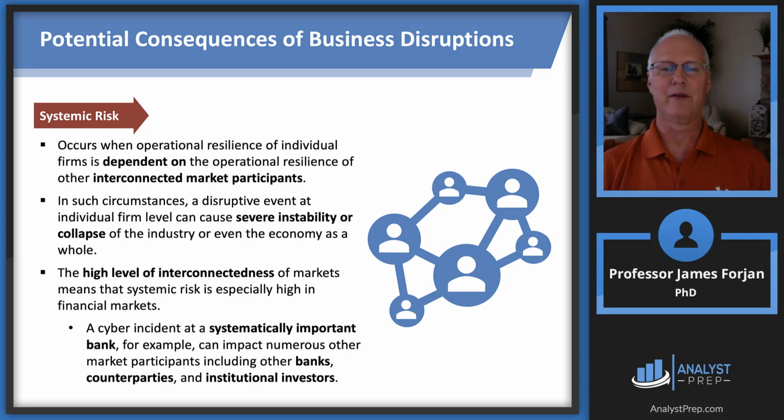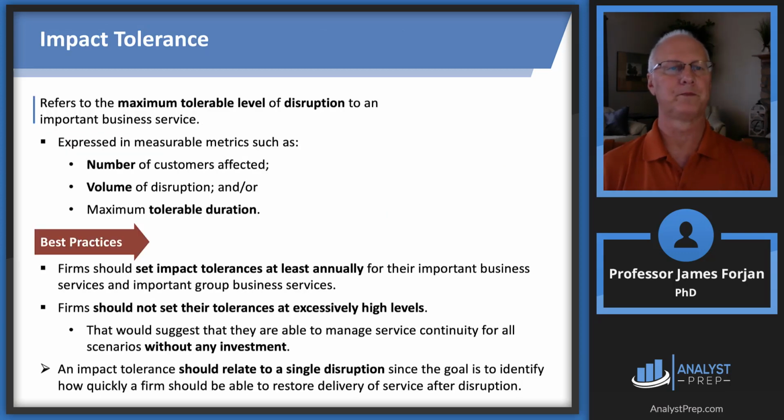For example, if we have a systematically important bank, who gets to determine which bank is systematically important and which bank is not? But some kind of a cyber incident can overflow. Remember, we called that contagion a few recorded videos ago.